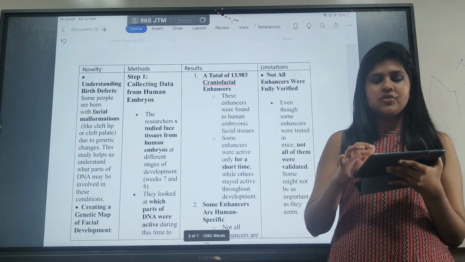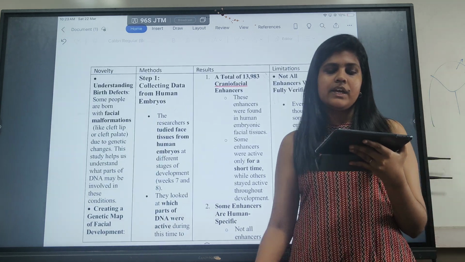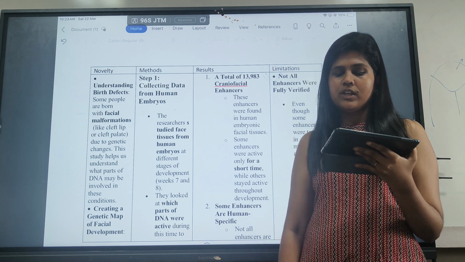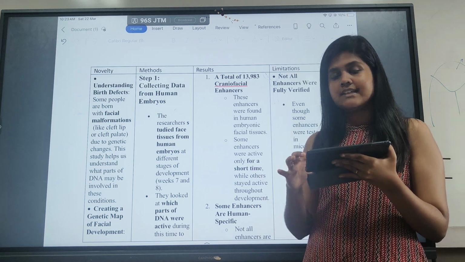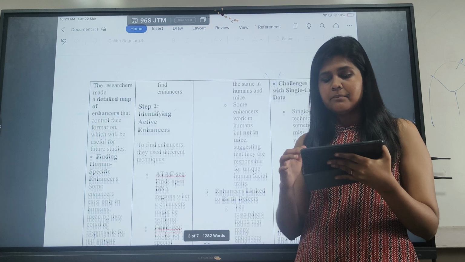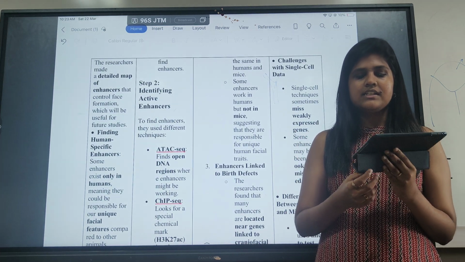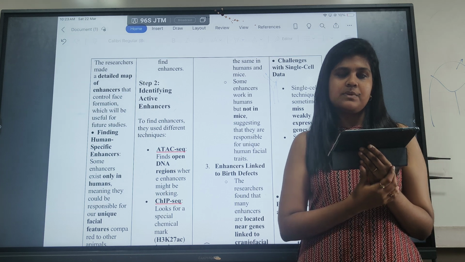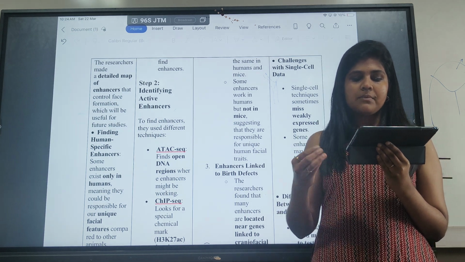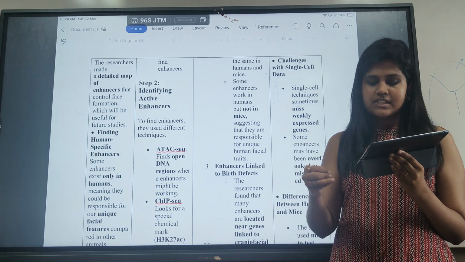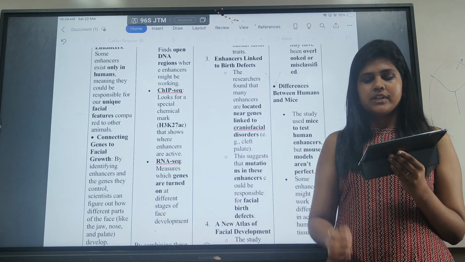So the limitation of the study was not all enhancers were fully verified. Even though some enhancers were tested in mice, not all of them were fully validated. So some might not be as important as we see them. And there's also this challenge with the single cell data. Single cell techniques sometimes miss weakly expressed genes. So some enhancers may be overlooked or misclassified.